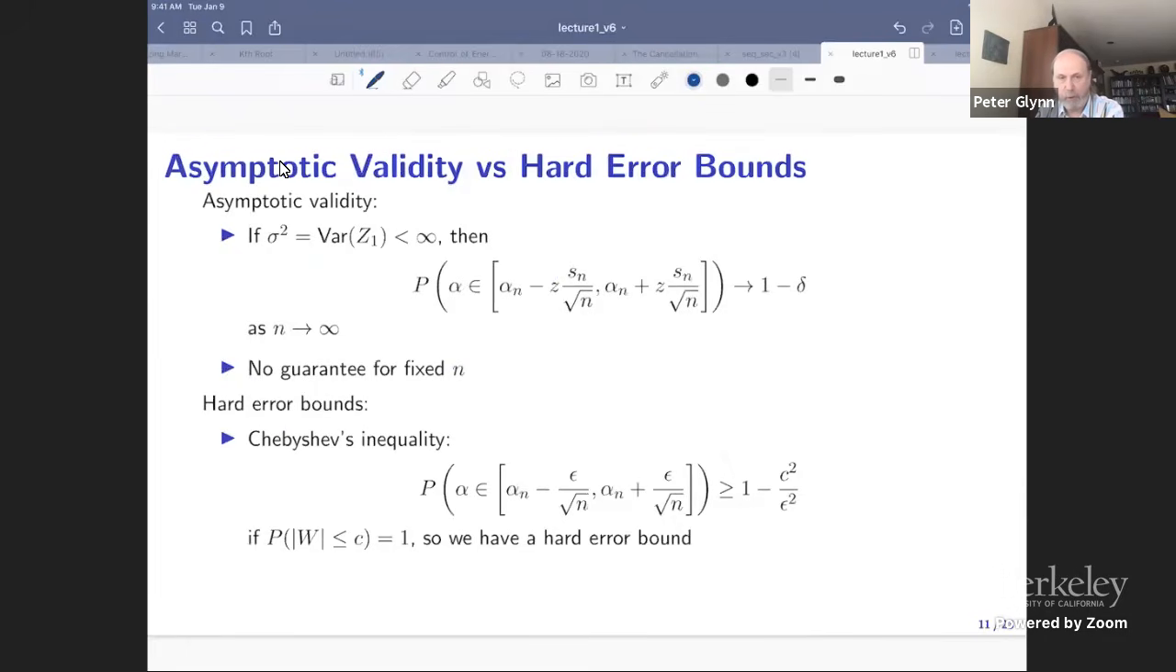So in particular, one way of potentially getting a hard error bound that you can use for fixed sample sizes n is to apply Chebyshev's inequality. Chebyshev's inequality in this context translates into the statement that the probability that the true parameter alpha lies in the interval alpha n minus epsilon over root n to alpha n plus epsilon over root n has to be greater than or equal to 1 minus c squared over epsilon squared, provided that c squared is a bound on the variance of w. And of course, that's guaranteed if we know that w is a bounded random variable. So in particular, if we take c as the bound on the random variable w, then we have a hard error bound. So this is a quite satisfying result in the sense that we have a finite sample size n guarantee.